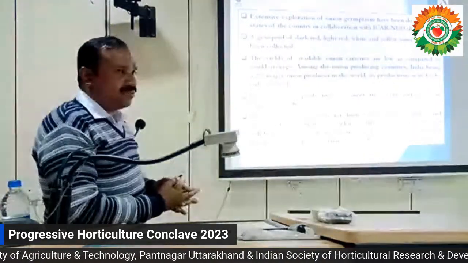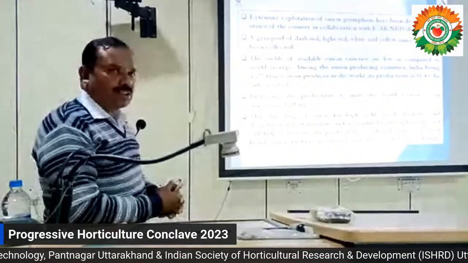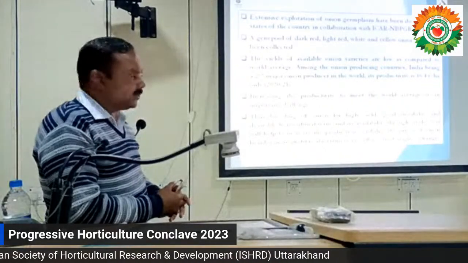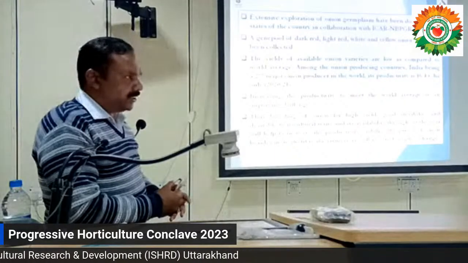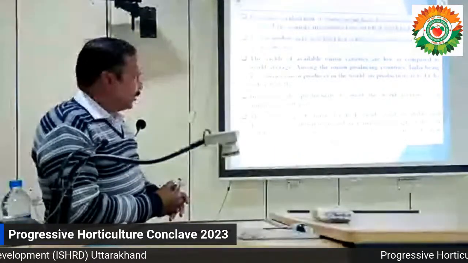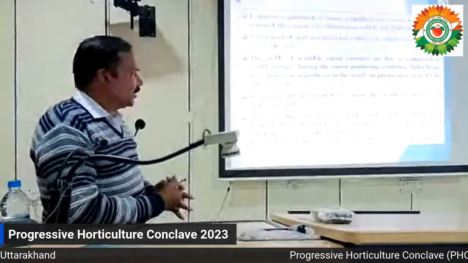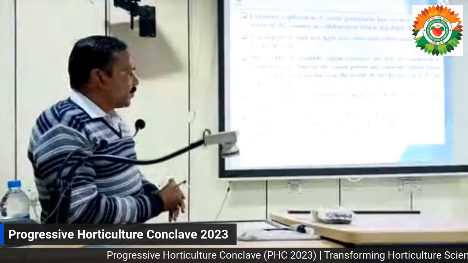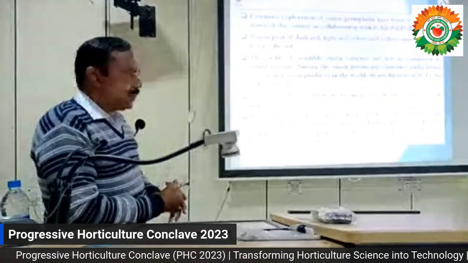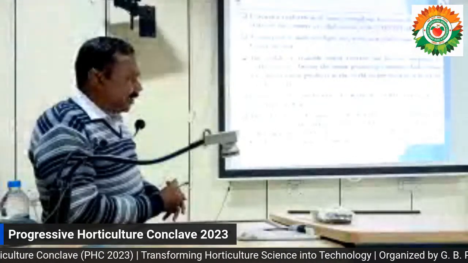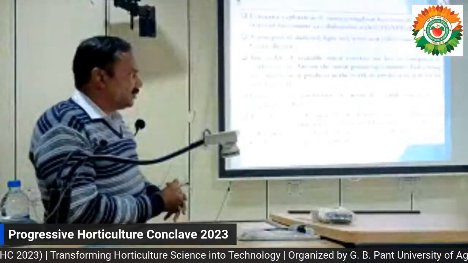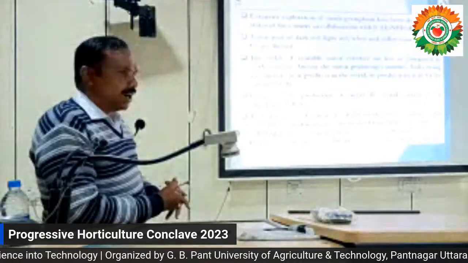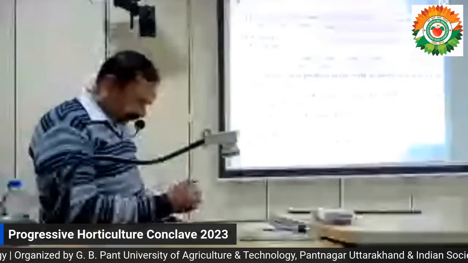The yield of available varieties is low compared to the world average. It is 16.4 tons per hectare, which is very less in comparison to the world average. So for increasing productivity to meet the world average, there is a need for research on high yielding varieties with good storability, desirable horticultural traits, and availability throughout the year.